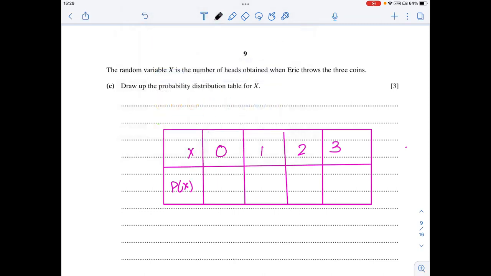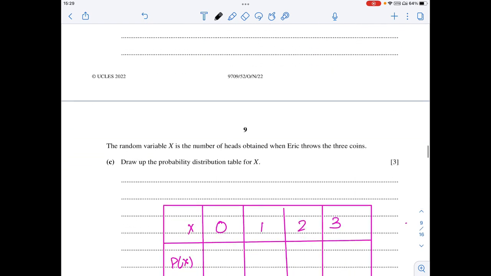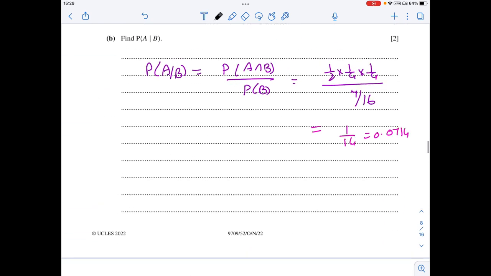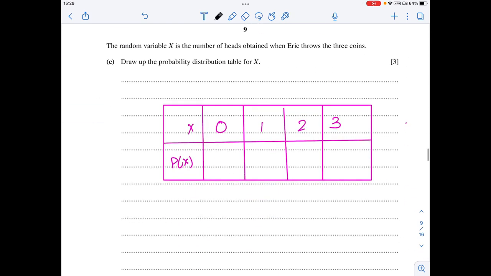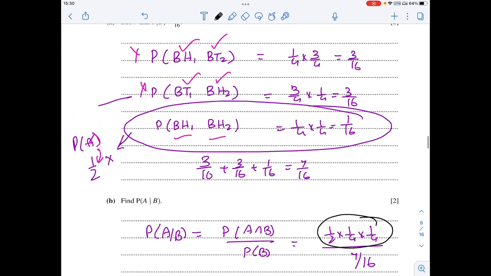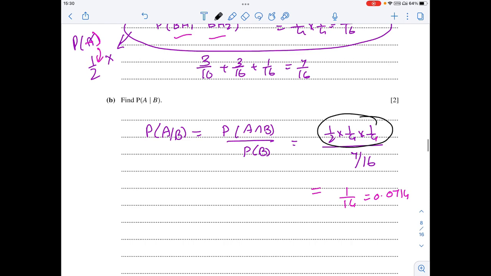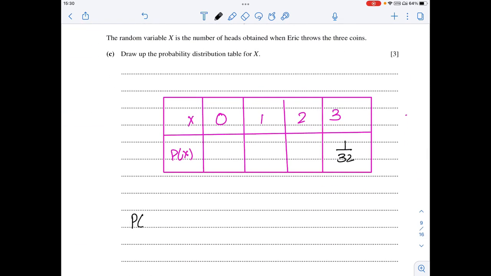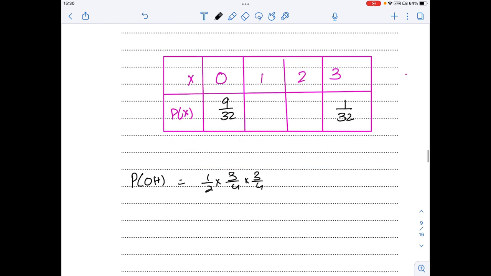Now 3 heads. Just now we have done 3 heads, which is nothing but 1 upon 32. We have done 1 upon 32. 0 heads. 0 heads means nothing but how much? Probability of 0 heads: 1 upon 2, and it is 3 upon 4 and 3 upon 4. So it becomes 9 upon 32.